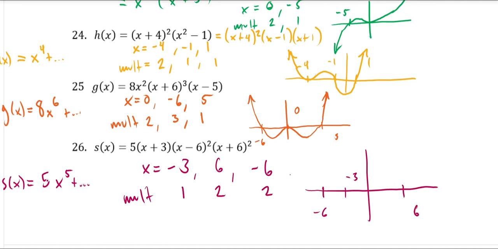This has a positive leading coefficient, an odd degree, so it's going to come from this direction. And we know it bounces off this one, crosses at this one, bounces off this one, and continues on up, giving us the correct long-term behavior for an odd degree positive leading coefficient.